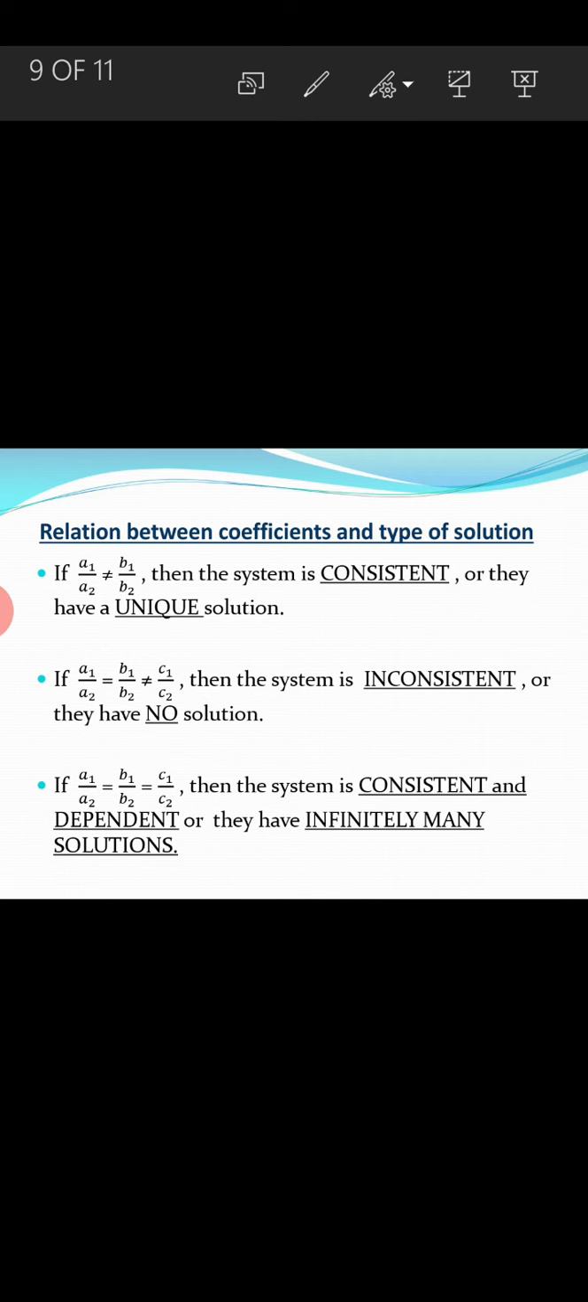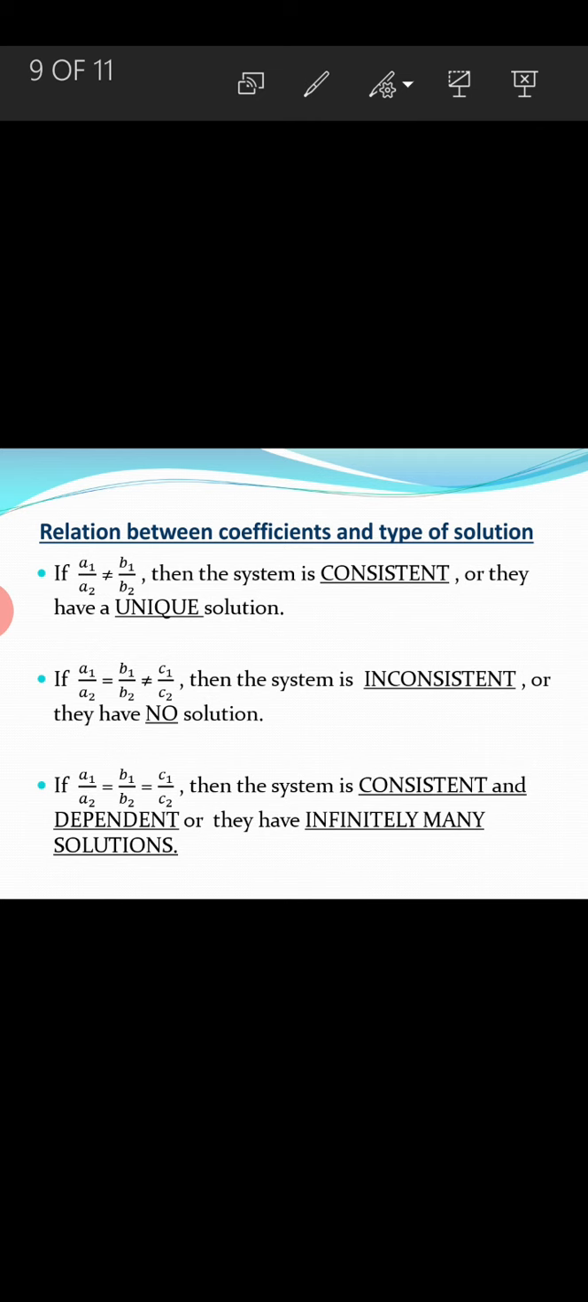Now in case if a1 by a2 is equal to b1 by b2, then we will find the ratio of the constant terms, that is c1 by c2. If c1 by c2 is not equal to a1 by a2 and b1 by b2, then the system is said to be inconsistent, or they will have no solution, that is the lines will be parallel to each other.